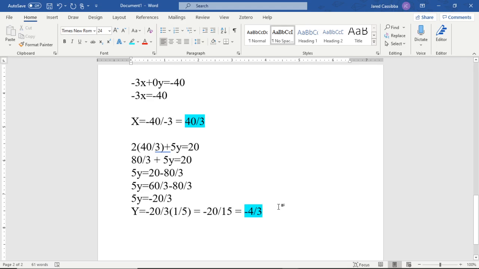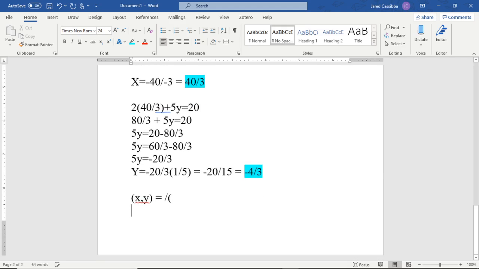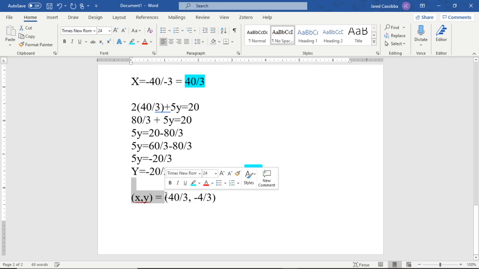So we can put our point together. Again, it's x comma y. There we go. So that is, let's see, x is 40 over 3. Now that's working. And then negative 4 over 3. Okay, again, that is our solution.